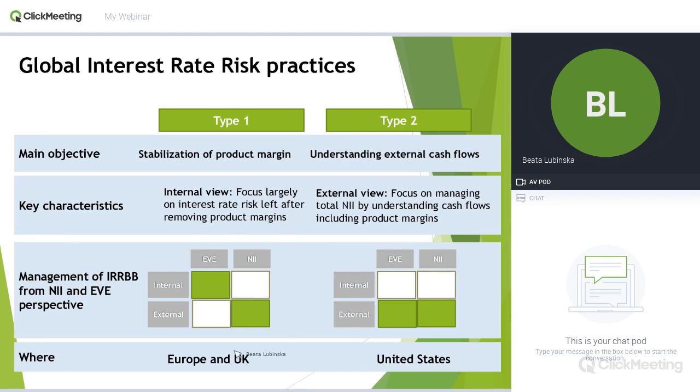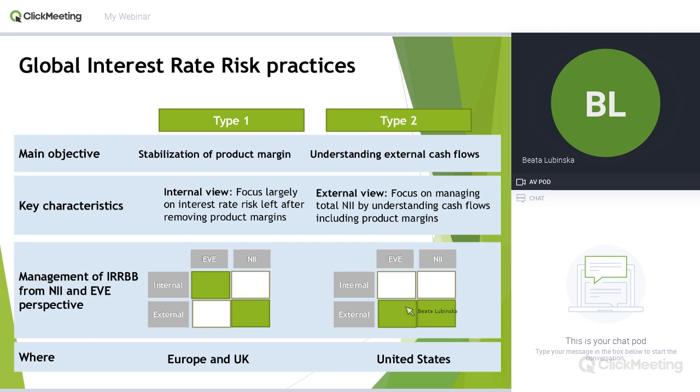You can see here in the lower part, under management of the interest rate risk in the banking book from NII and EVE perspective, that under the internal view, we have the EVE, which is calculated through removal of the commercial spreads. Obviously, NII is calculated taking into account the all-in rate, so you don't remove any commercial margins because you want to understand your total NII.